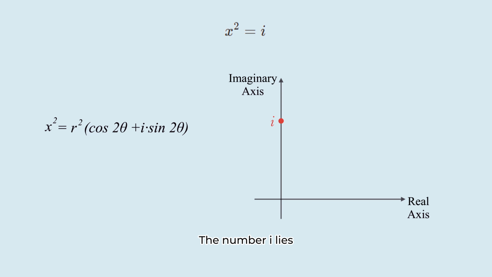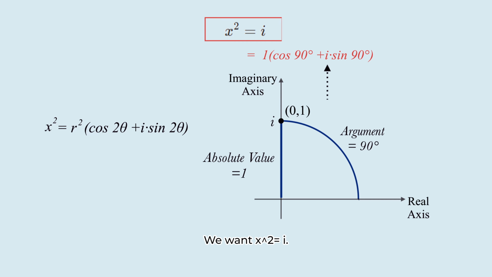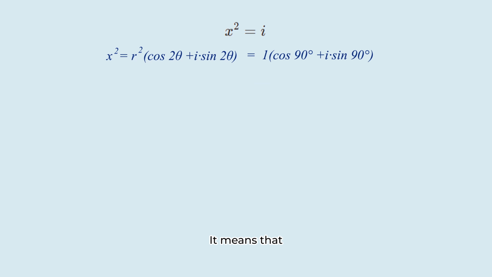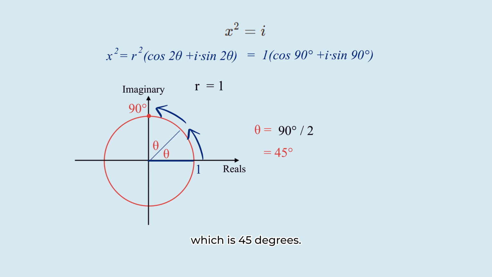The number i lies at (0, 1) in the complex plane. The absolute value is 1 and the argument is 90 degrees. We want x squared equals i. It means that r squared equals 1, so r equals 1. X has to lie on the circle with the radius of 1, and 2 rotations by theta must equal 90 degrees. Theta is half of 90 degrees, which is 45 degrees.